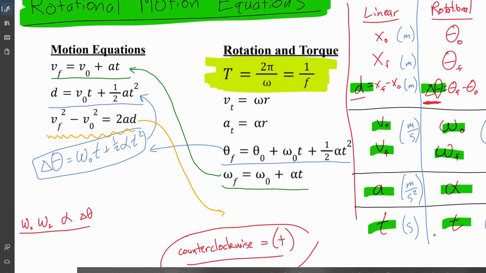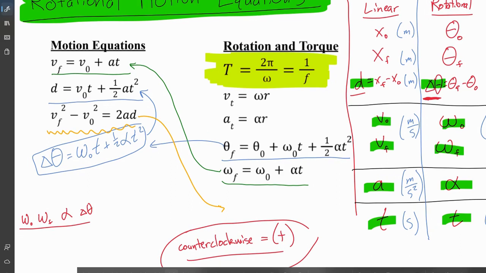We have this orange one here, but what does that orange one translate to? Well, V final is omega final, so we get omega final squared minus V initial translates to omega initial squared, and then equals 2A translates to alpha, D translates to delta theta. Here's your fun fact. That is an equation. That is exactly a motion equation for rotational motion.